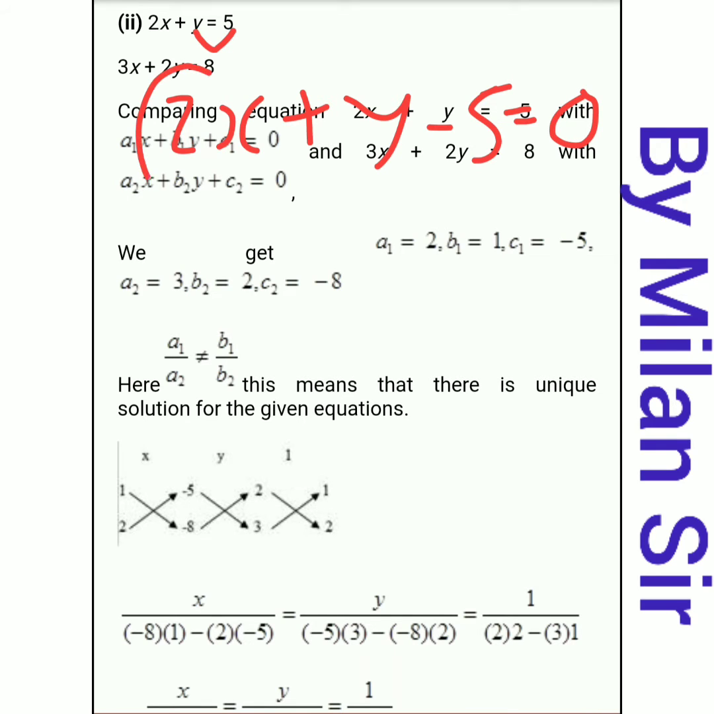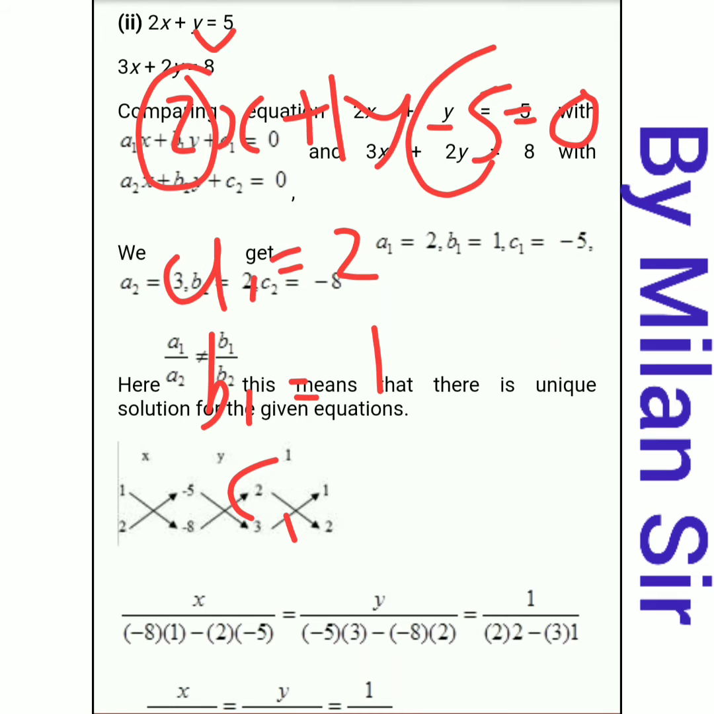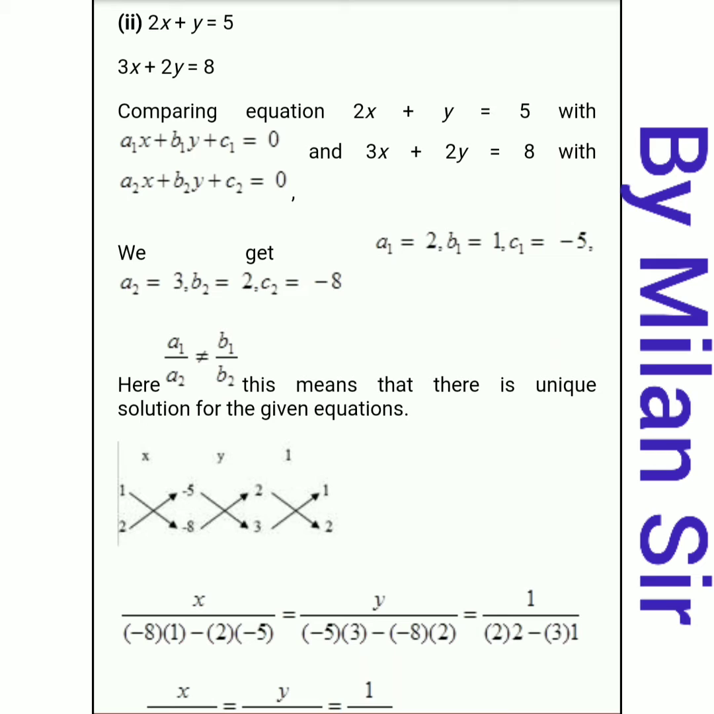Now this is a1, the coefficient of x, which is 2. Then b1, the coefficient of y, nothing is present, that means 1y, sorry, plus 1, and the constant term c1 is equal to minus 5. So a1 is 2, b1 is 1, and c1, our constant term, is minus 5. Okay, then second equation, 3x plus 2y.